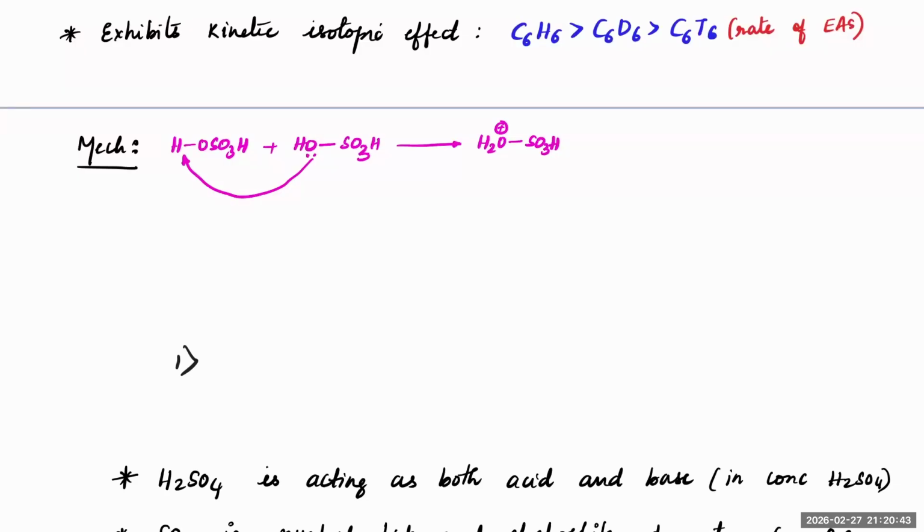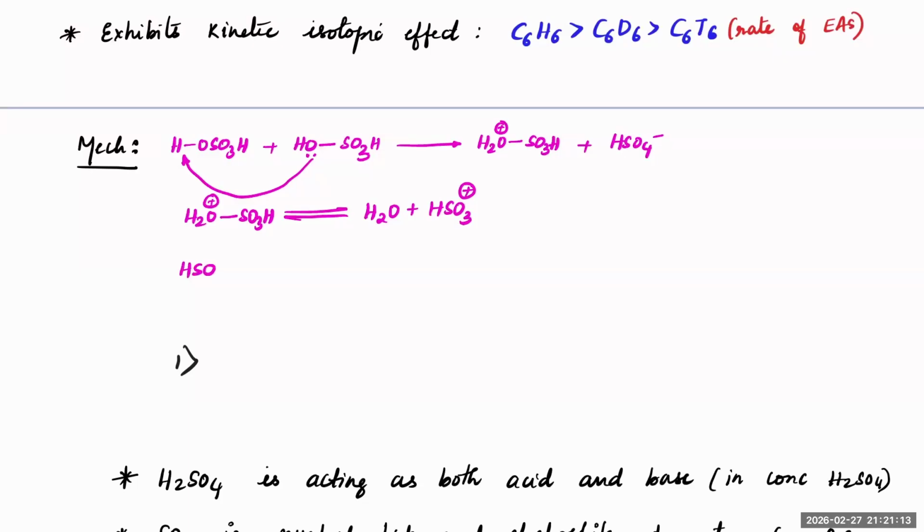And the second mole of HSO3 here will be converting into HSO4 minus. This is the form you will get. And once you get that, this particular part, H2O and SO3H plus, will lose water and convert into HSO3 plus.